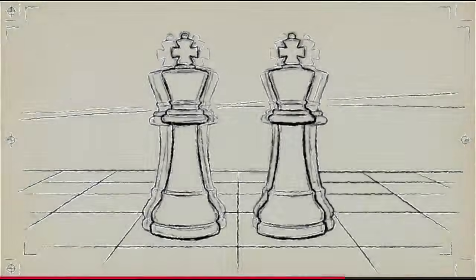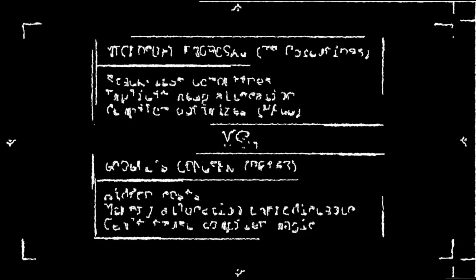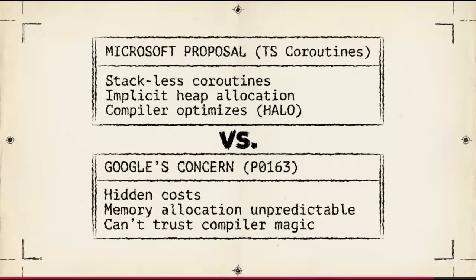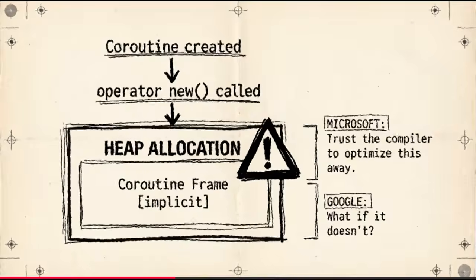Do we ship the Microsoft-based technical specification in C++20, or do we listen to this very strong, very technical objection coming from Google? This was the core Coroutines proposal, P163. What was Google's beef? I mean, they use C++ more than almost anyone. Why did they hate the Microsoft design so much? It came down to hidden costs, specifically memory allocation. The Microsoft design implicitly allocates that coroutine frame on the heap using operator new.